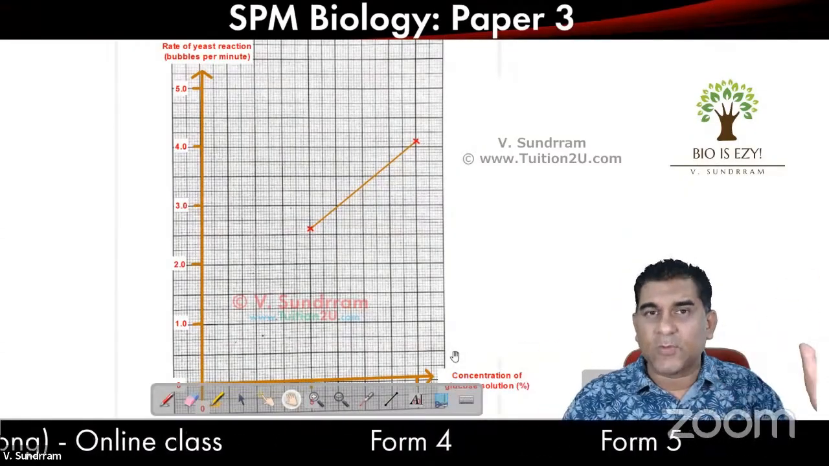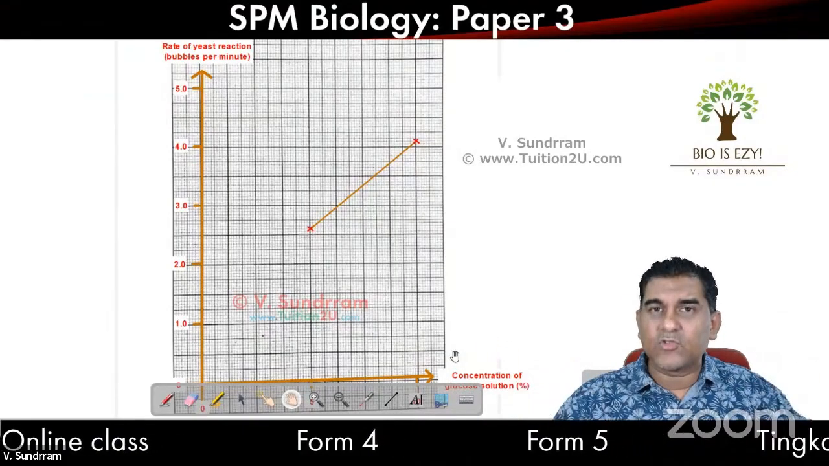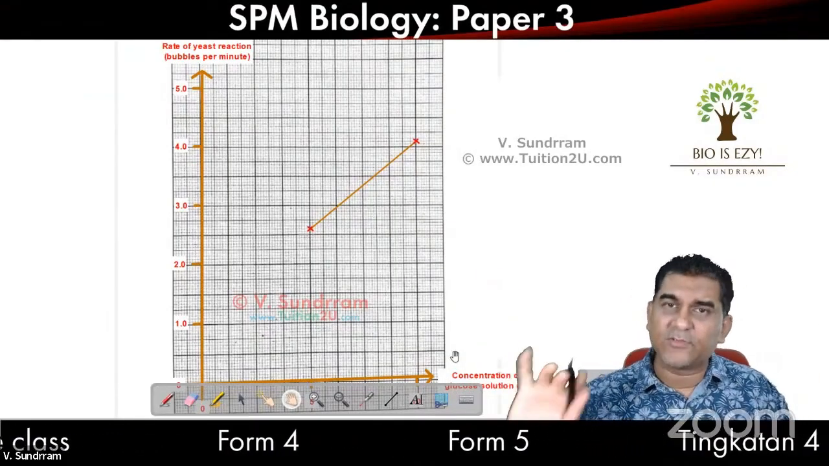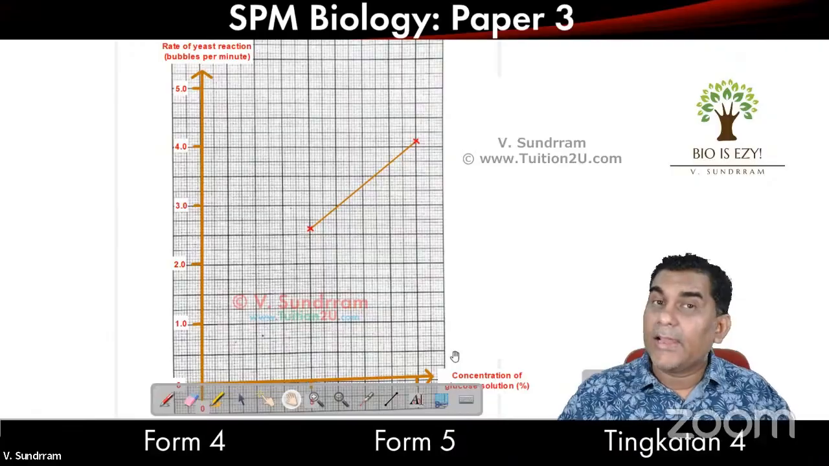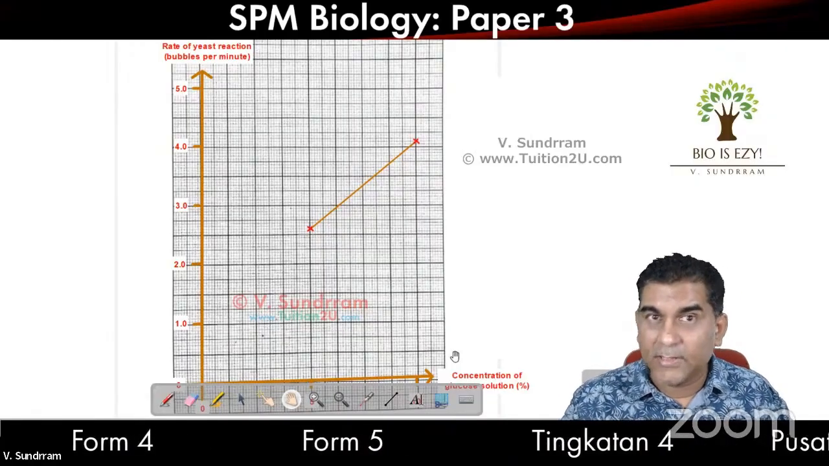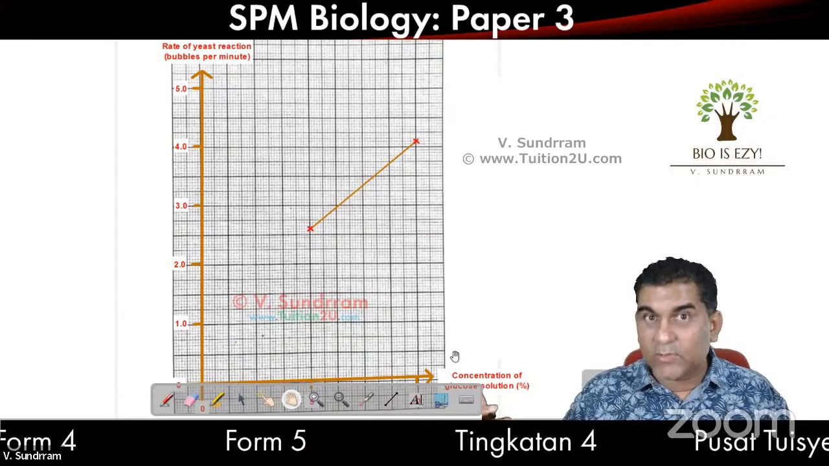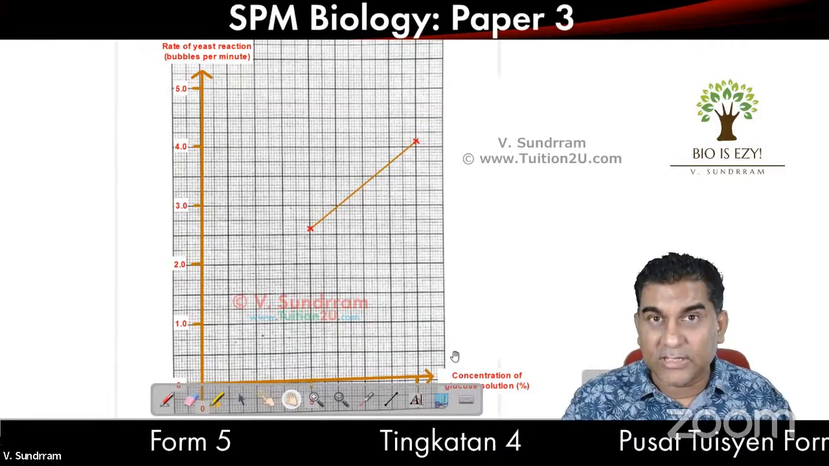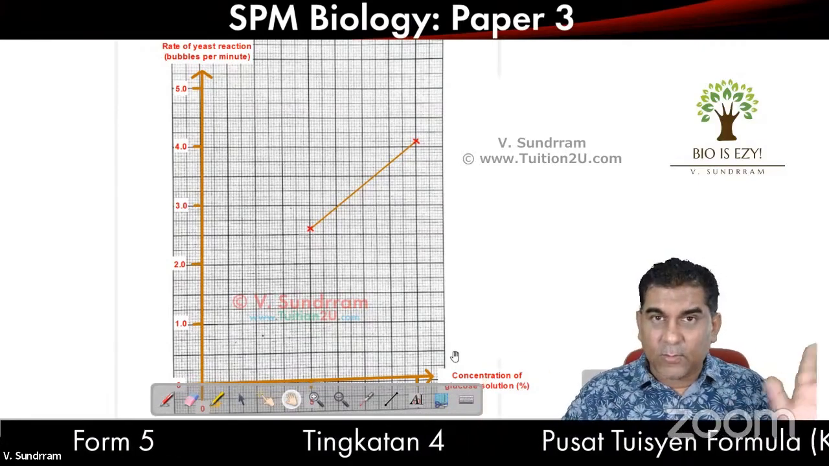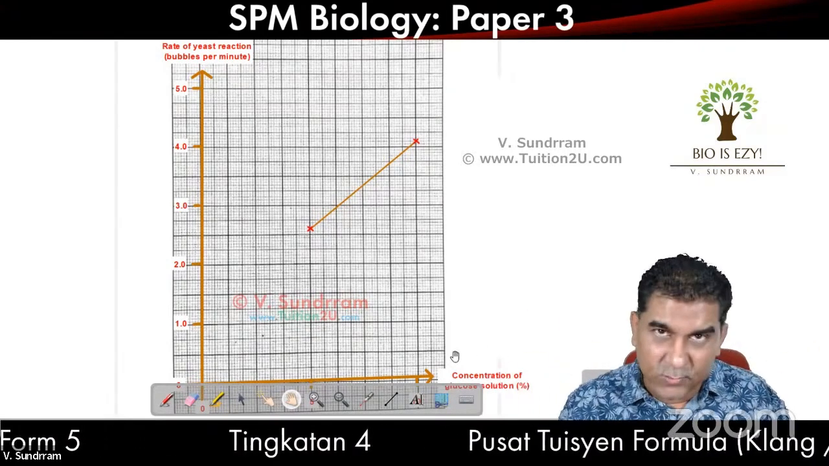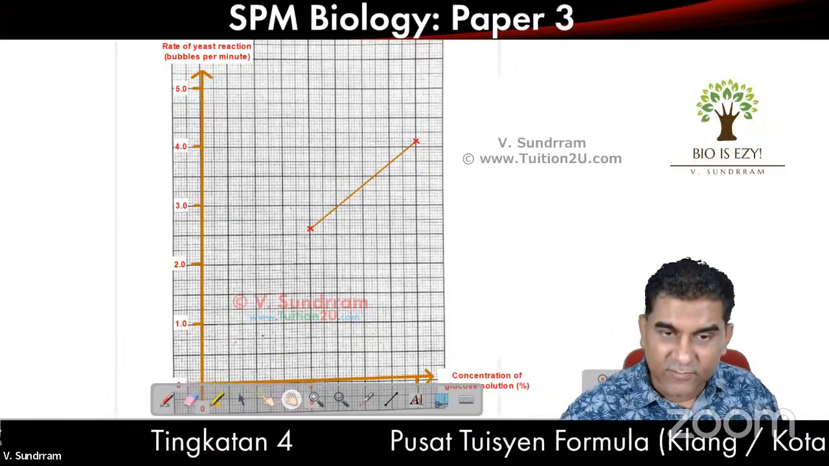Secure your X and Y, label everything, get the 2 marks, then start to draw the graph to get the remaining 1 mark. At the same time, don't waste too much time because you have to answer other questions also. So don't waste too much time on the graph. Get the X, get the Y, get the graph, move on to the next question. After you get the graph, so this is the graph.